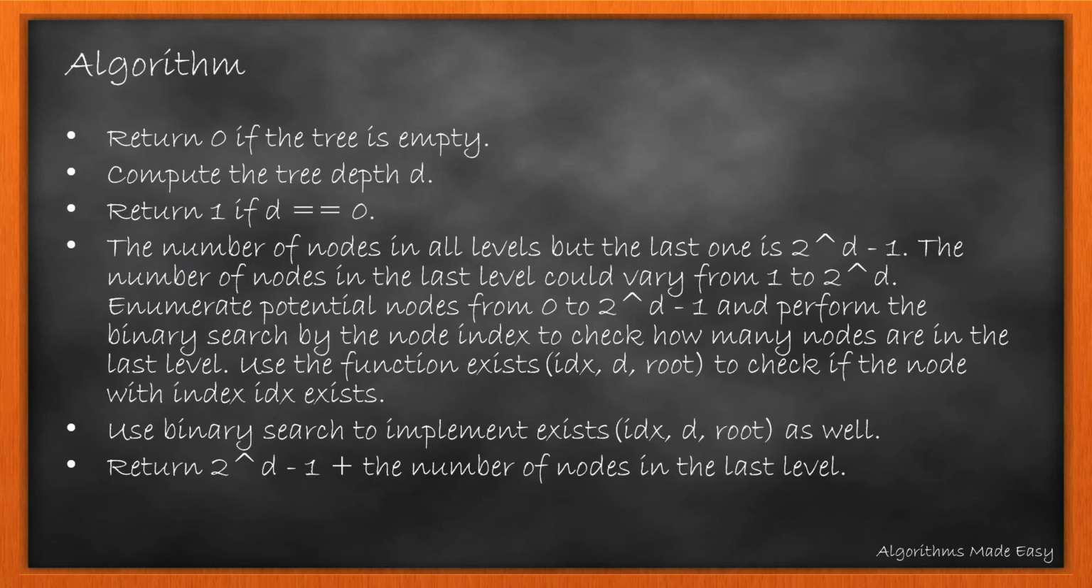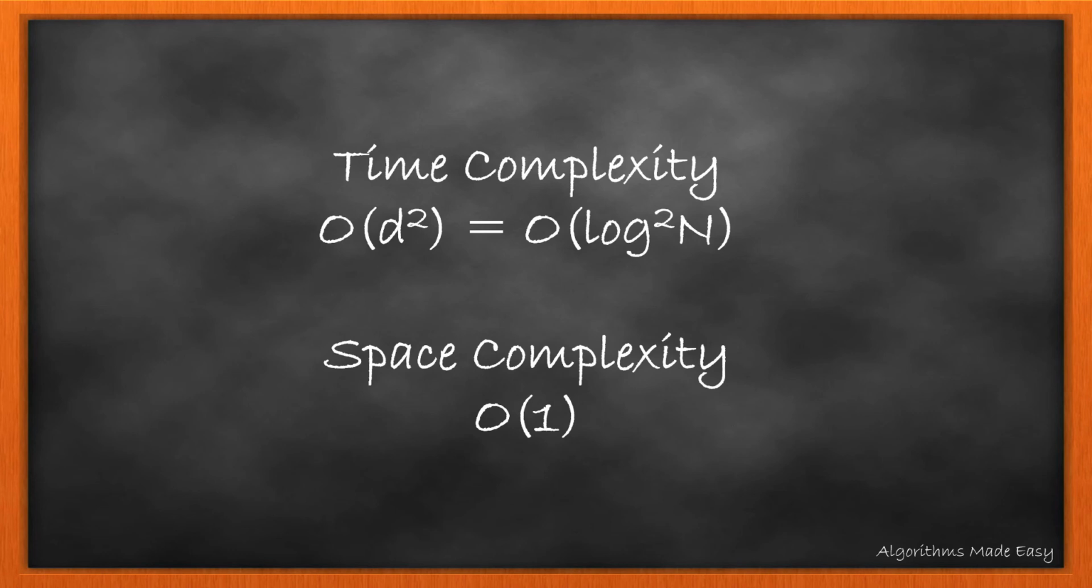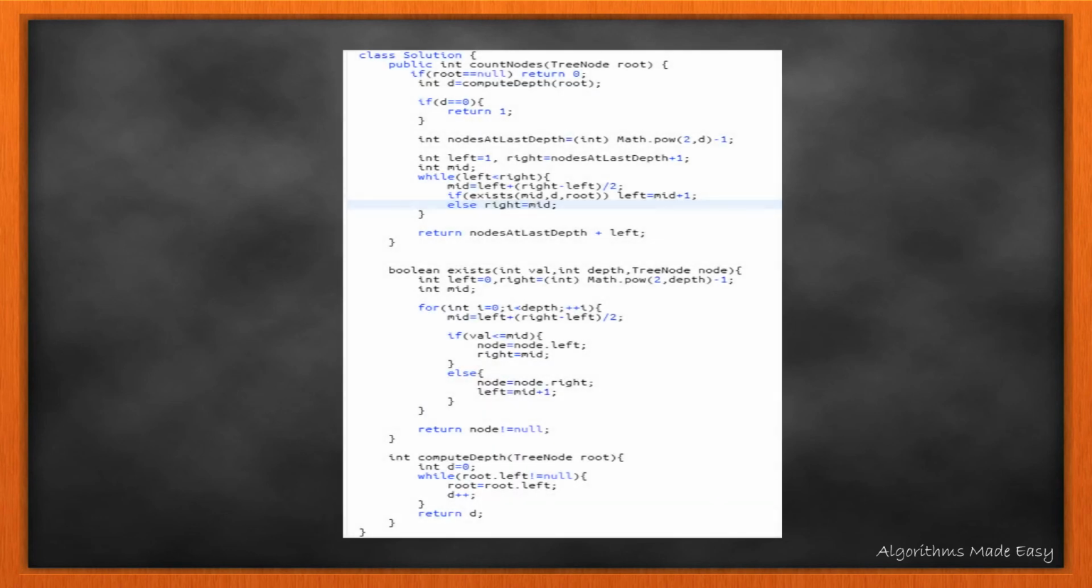Here's the algorithm. We first find the depth. If the depth is 0, we return 1. Else, we perform the binary search to calculate the number of nodes at the deepest depth. Finally, we return the sum of nodes in depth minus 1 plus the nodes in the deepest depth. The time complexity for this approach is O of log square n, while the space complexity is O of 1. Here's the code snippet. Also, check out the link to the Java code in the description below.